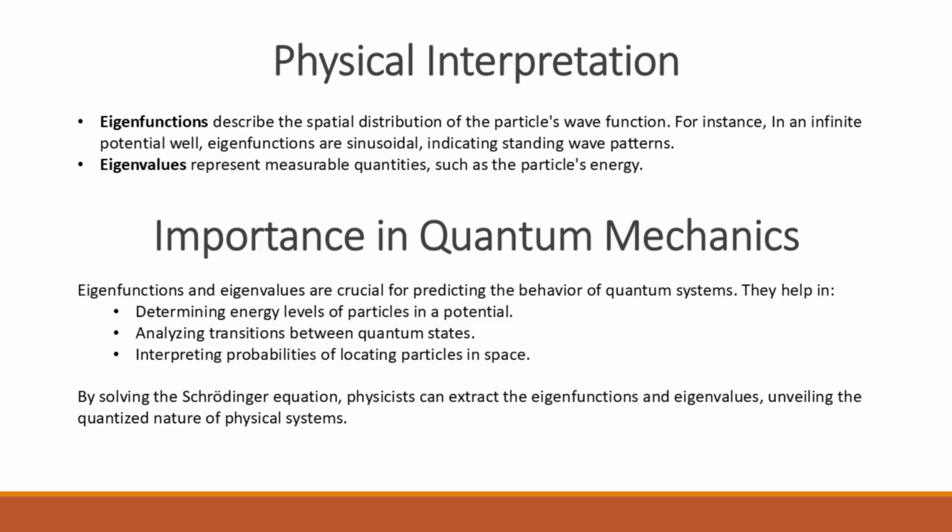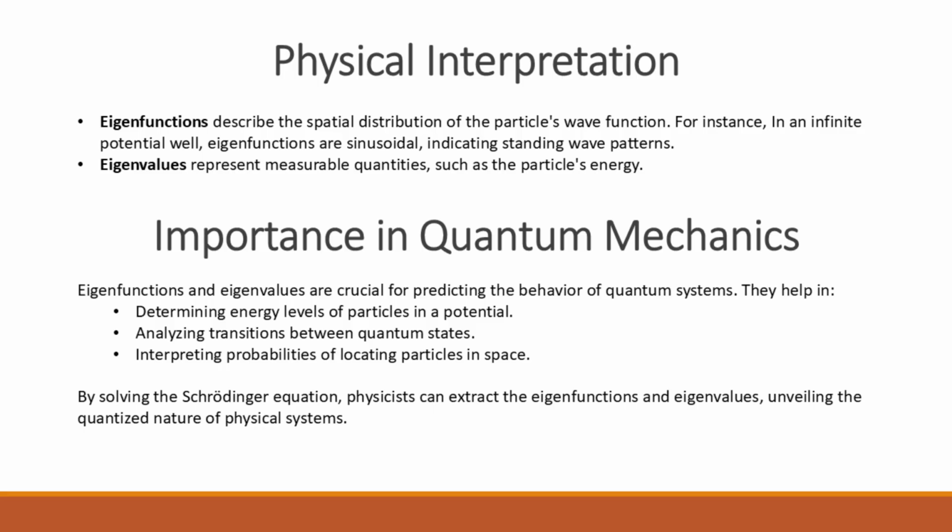Eigenfunctions and eigenvalues are crucial in quantum mechanics. Eigenfunctions describe the spatial distribution of a particle's wave function, often showing sinusoidal patterns, especially in systems like an infinite potential well. Eigenvalues correspond to measurable quantities, such as a particle's energy. By solving the Schrödinger equation, we can obtain these eigenfunctions and eigenvalues, which in turn help predict the behavior of quantum systems.